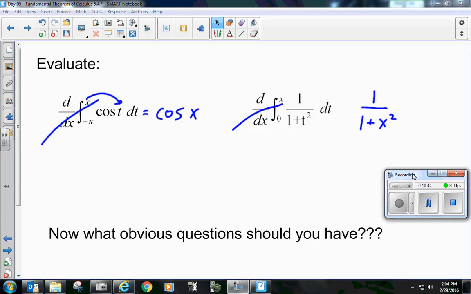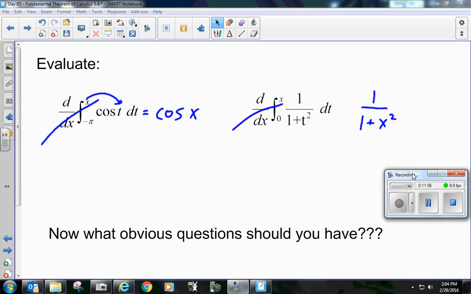Now, why do these work? 0 is a constant. Negative pi, that's a constant. That's 3.14. It doesn't change. They're constants. So when you take the derivative of those, boom, zeros. And the derivative of the integration will cancel each other out. So here's like a cosine with the x.